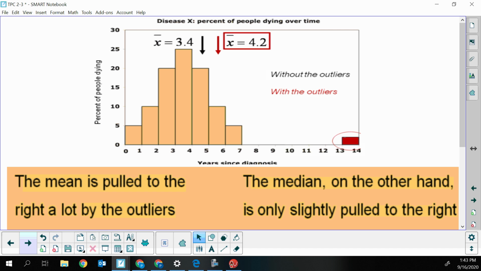So here's just another example of that. This mean has been calculated 2 times. The 3.4 is the mean if you did not include the outlier. The 4.2 is the mean if you did include the outlier. So notice that one outlier pulled that mean up by 0.8.